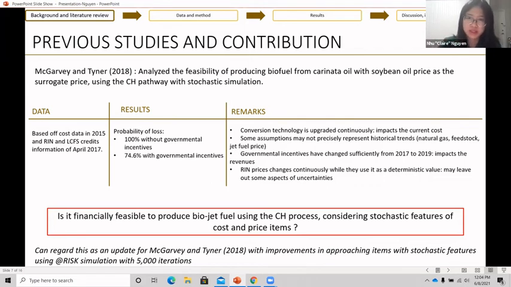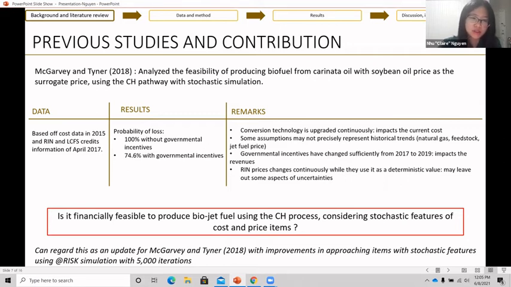And also in their study, the governmental incentives have changed sufficiently from 2017 to 19. And in particular, the green prices change continuously year by year. And they use only one value for green, one deterministic value. And so that may leave out some aspects of uncertainties. And so in our study, we model the green price stochastically.